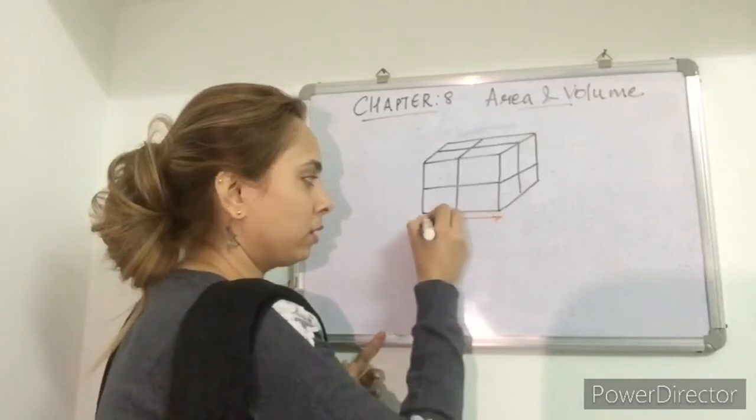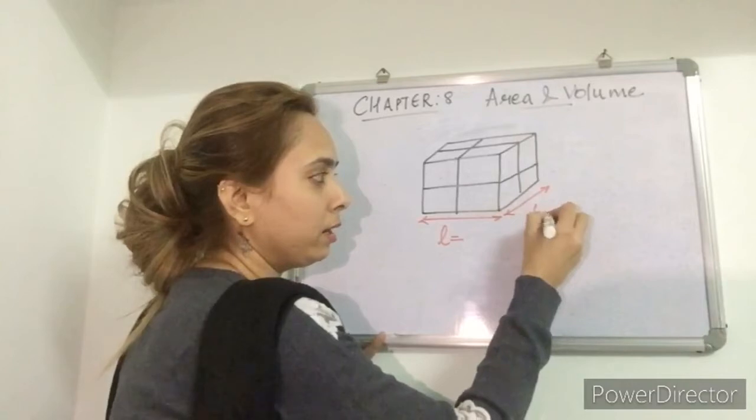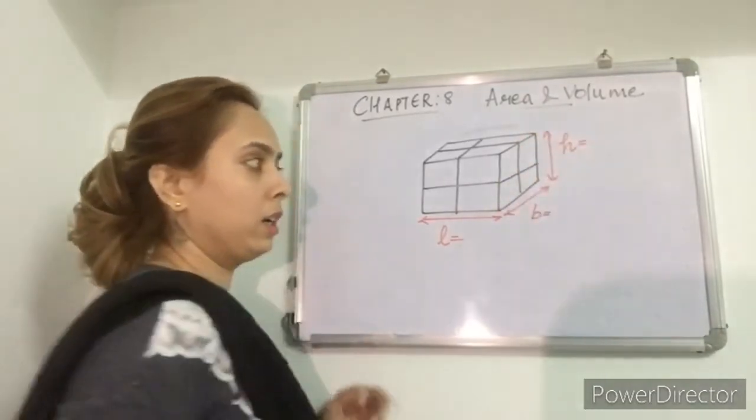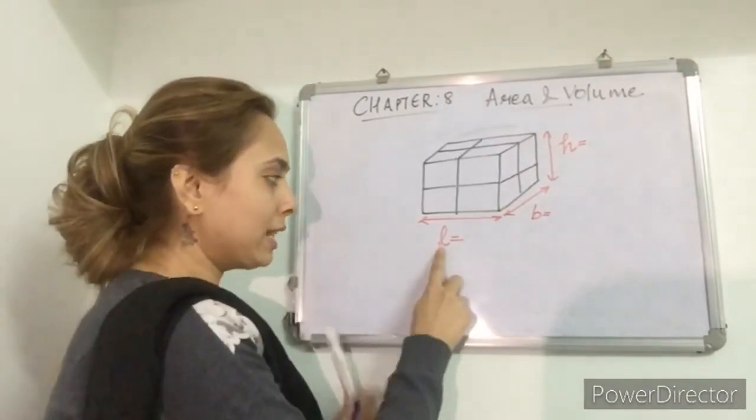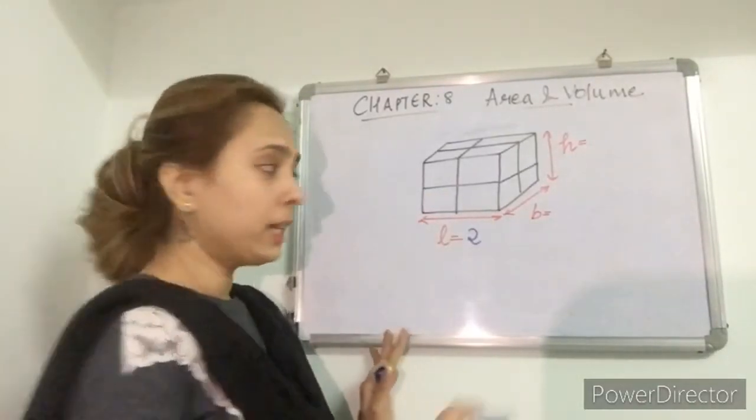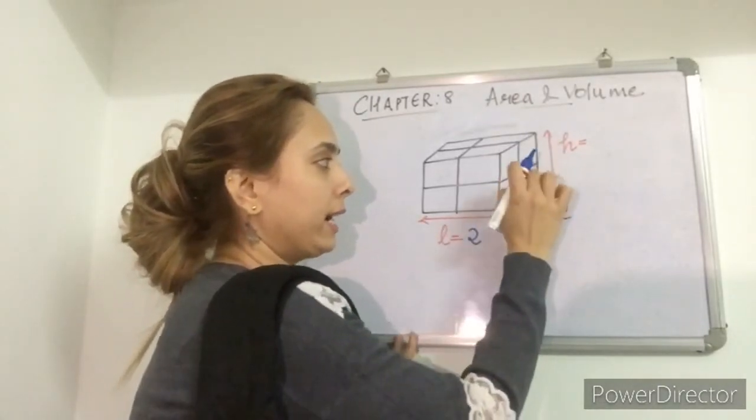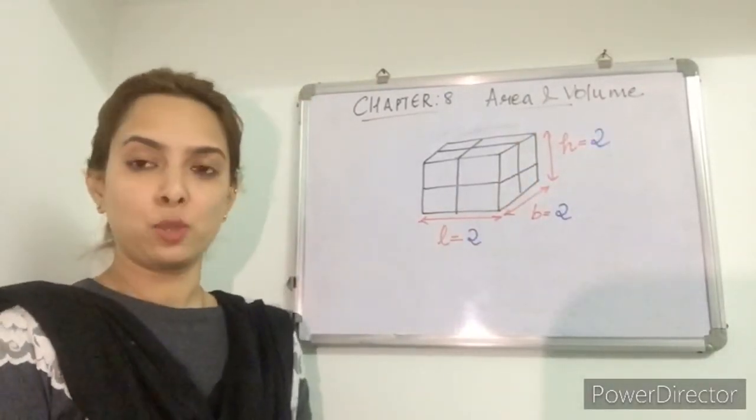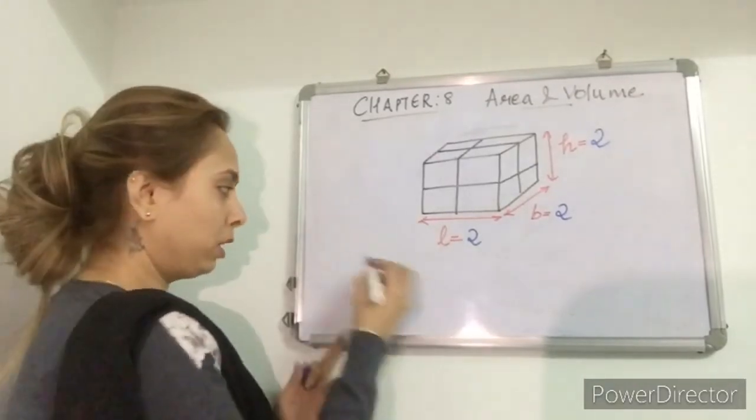This is the length. This is the breadth again. And this is the height again. So let's start counting the cubes. Length has 1, 2. 2 cubes. Okay. Breadth has 1, 2 cubes. And height has 1, 2 cubes. It means all the measurements are the same. So it is a cube. So we'll apply the formula of cube.